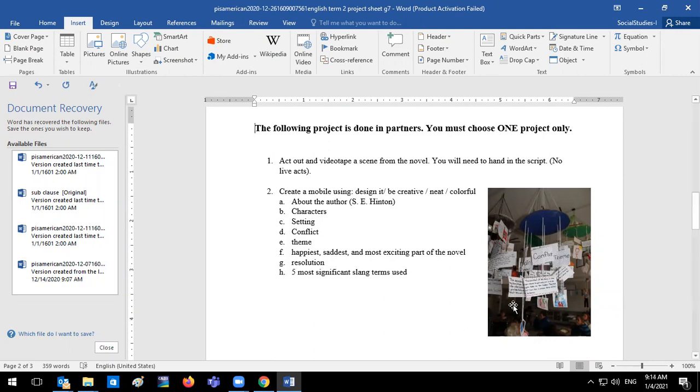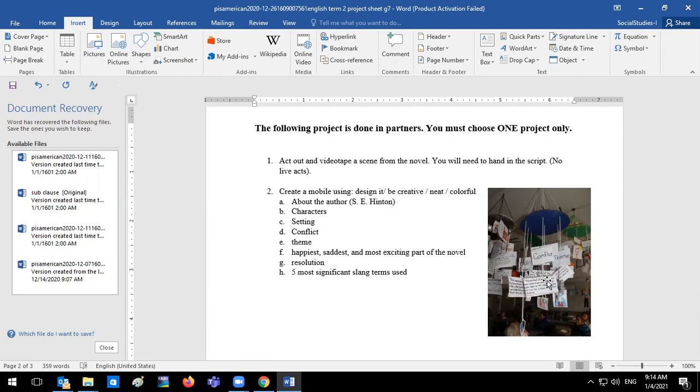This is how a mobile looks like. Again, you would talk about the author. All these little index cards could be easily made. Someone could type it and send it to their partner. Their partner could print it, and then they can put it in the mobile. So you could collaborate together, while at the same time keeping your social distancing.